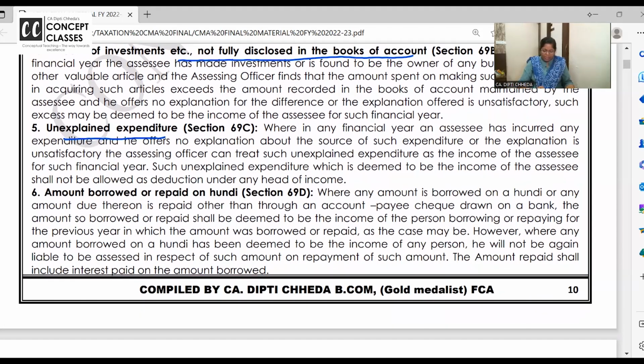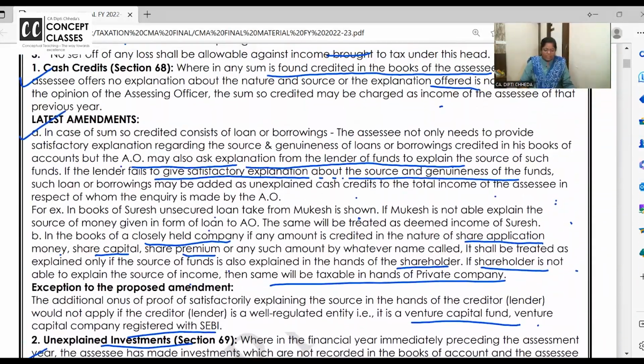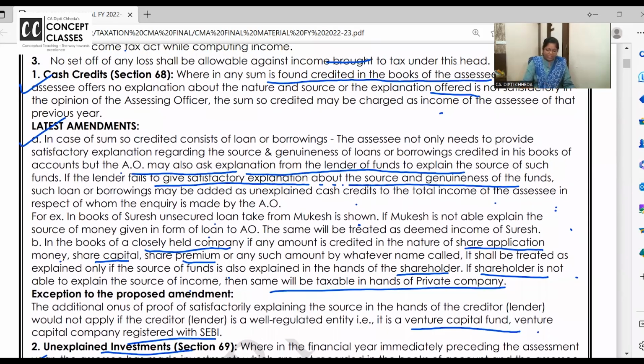An amount borrowed and repaid, we will read in detail in 269 SS, ST, SU, everything. It's not allowed to borrow and repay the loan on hundi. This all is same, dear students. Only change is in cash credit.